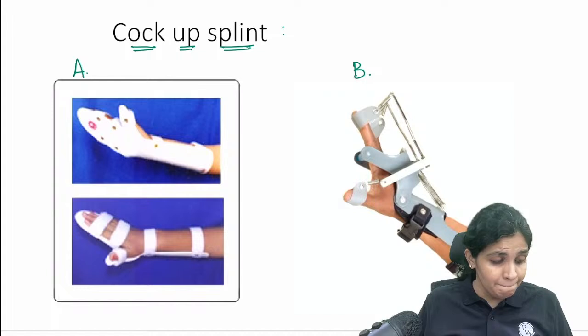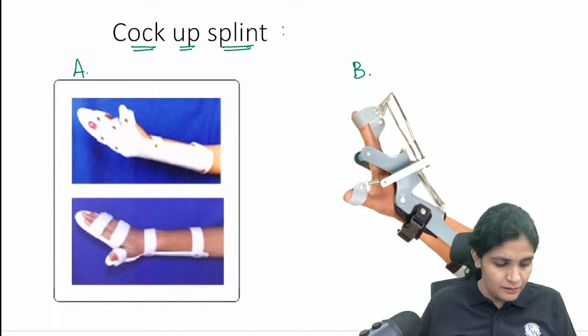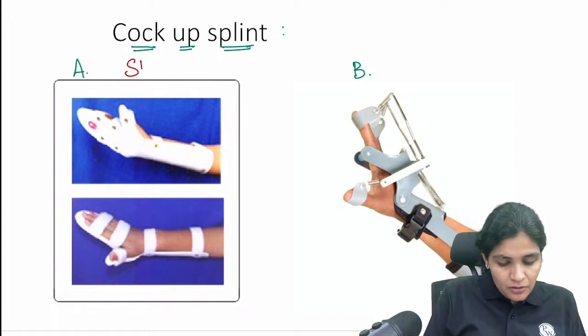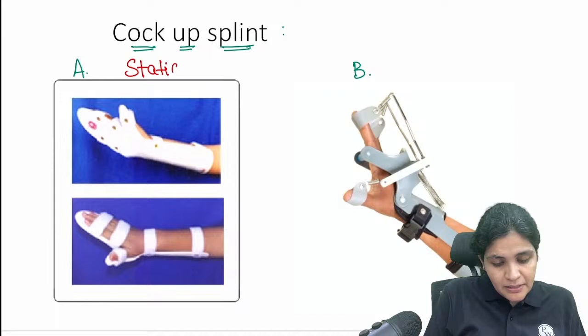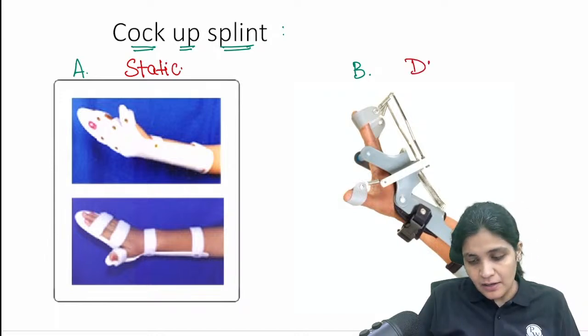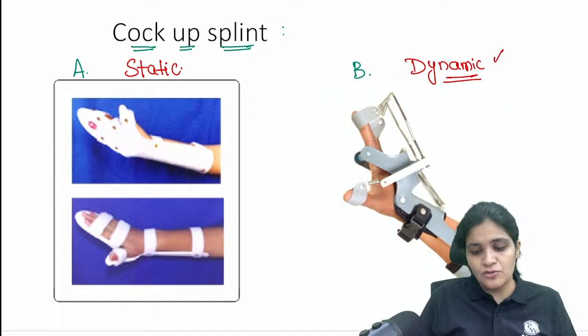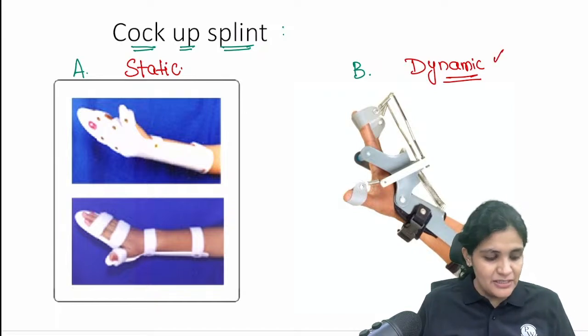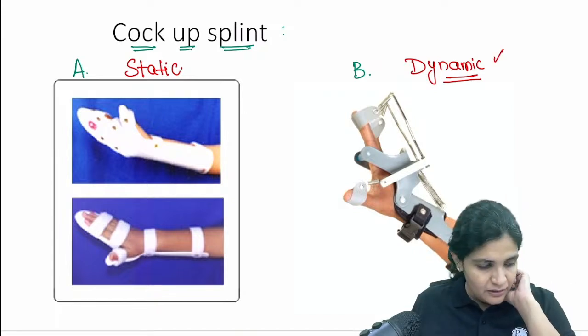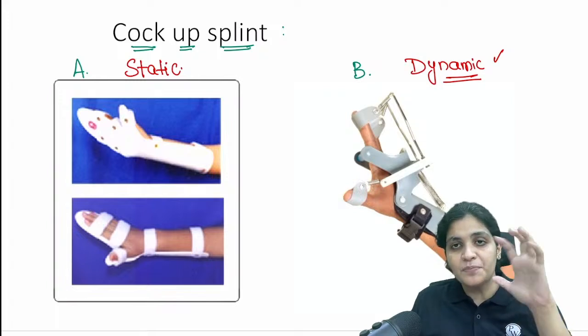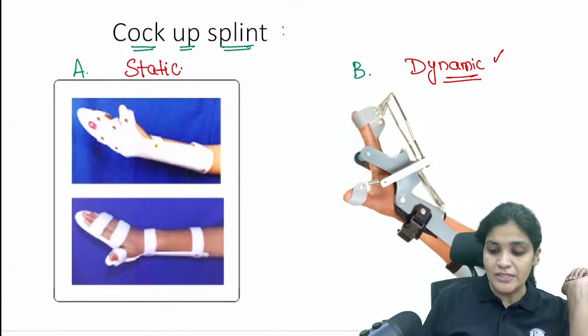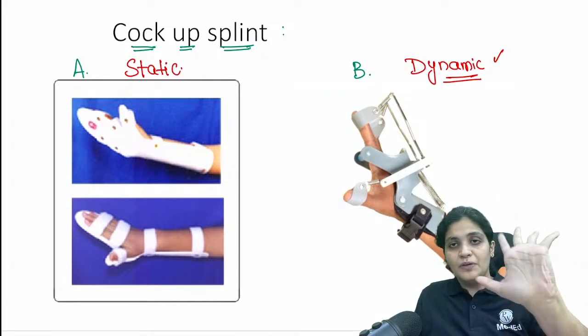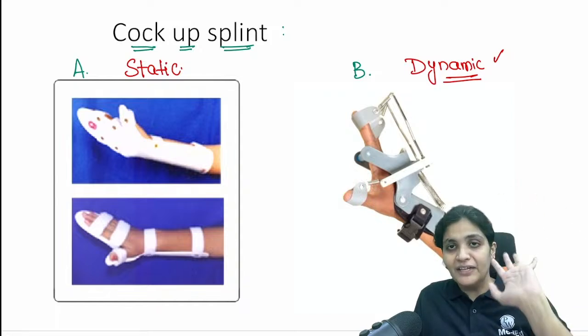Yes, faster. So this is supposed to be your static cock-up splint. Yes, this is your dynamic cock-up splint. Dynamic is movement, right? So you have springs. Yes, A is static, B is dynamic. Very good. So B is dynamic because springs are there and you see this is the dorsal side, the springs are there. So this will help in wrist extension and finger extension.